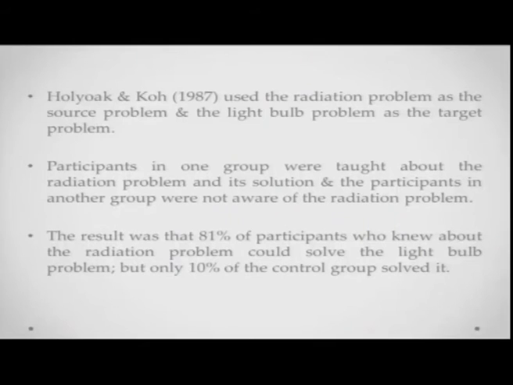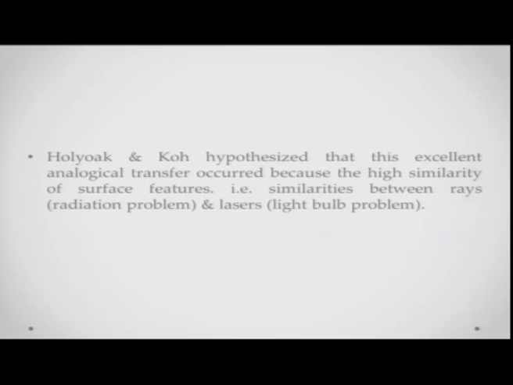So, what they found was that 81% of the participants who knew about the radiation problem could very quickly solve this light bulb problem, but only 10% of people in the control group could solve this problem. So, what is happening here?